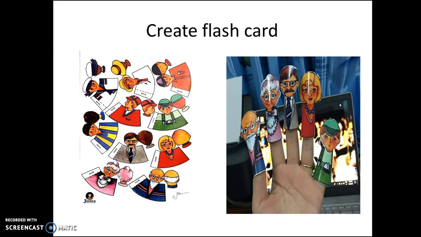Next one, I create flashcards by myself for students. For example, about families, and the first one is grandpa, grandma, father, mother, or sister, etc. With this one, my students are very excited and they really like the lesson, and I think it's a very effective way.